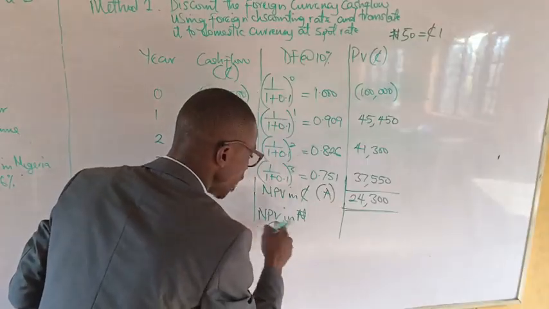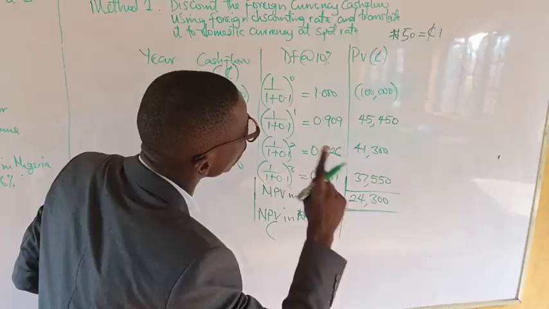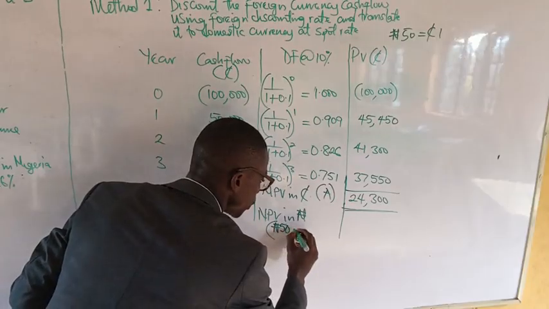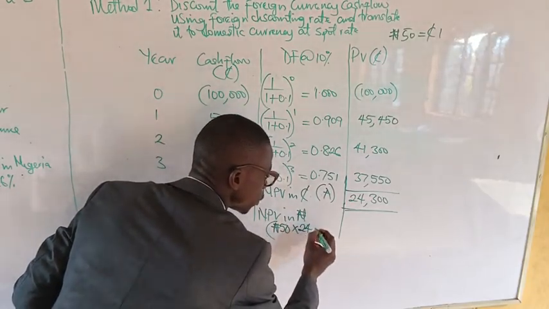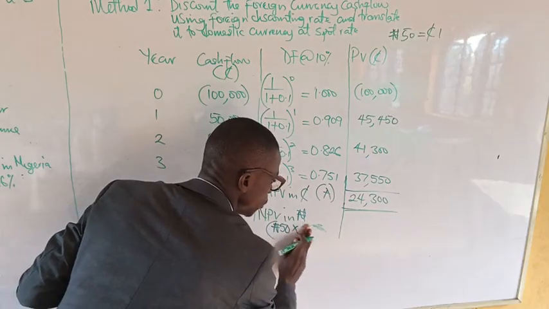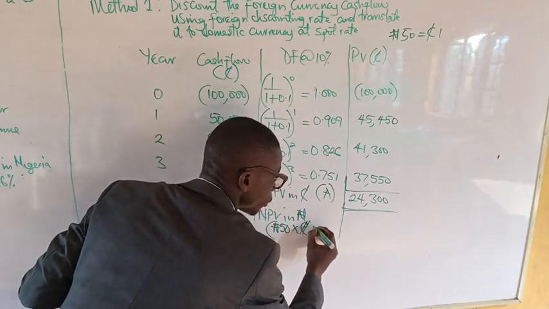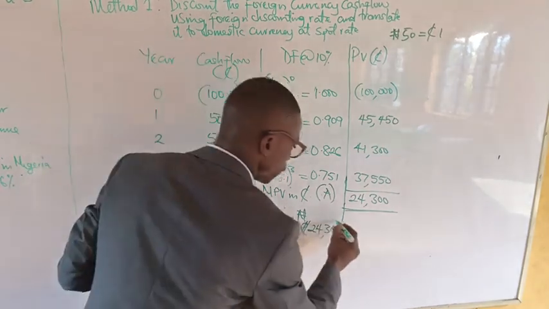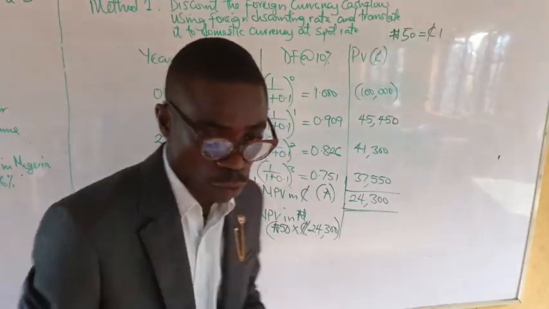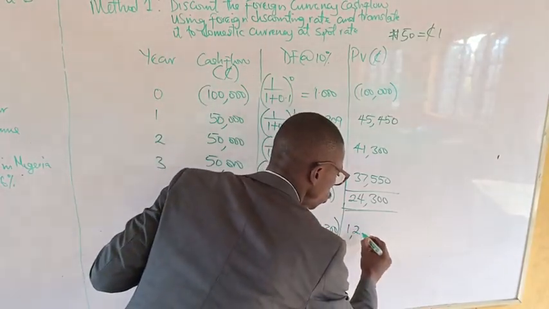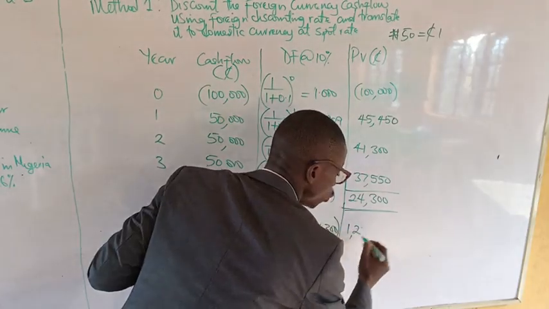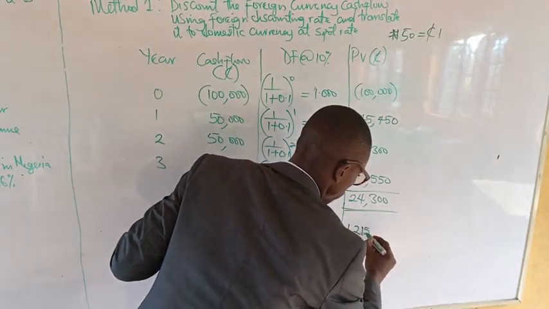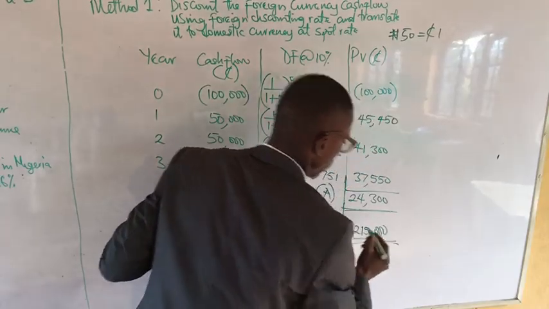24,300 cedis. For us to get it in Naira, don't forget that 50 Naira is equivalent to 1 cedi. So what you will do is multiply. So it's 50 Naira times 24,300 cedis. What will you have? 1,215,000. Are we together? So this is the NPV.